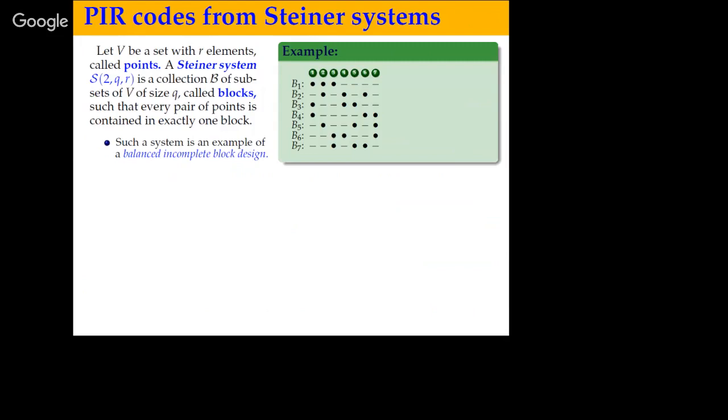The property is that if I take 2 elements, that's this 2 here, 2 points, there is one and only one of these 7 subsets that contains these 2 points. So anyone, give me 2 points. 1 and 5. Okay, let's look. 1 and 5. This one contains 1 and 5, and there's only one.